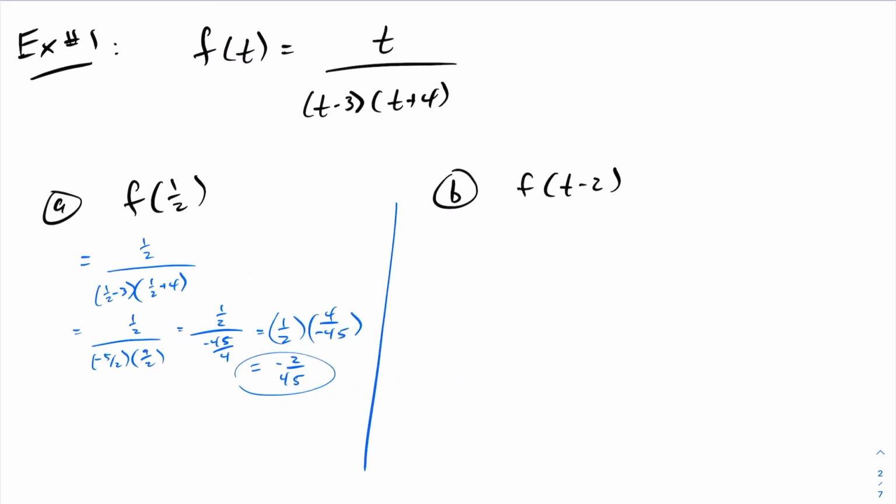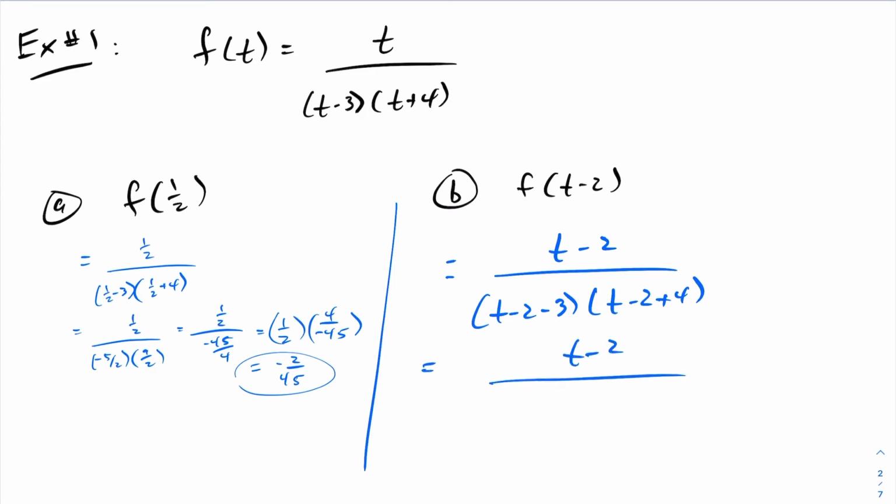Continuing on here, we look at f at t minus 2, and again, everywhere you see a t, we're going to now change that to a t minus 2. So this becomes t minus 2 over t minus 2 minus 3, t minus 2 plus 4 is t minus 5, t plus 2. And now our simplified expression here is t minus 2 over t minus 5 times t plus 2.